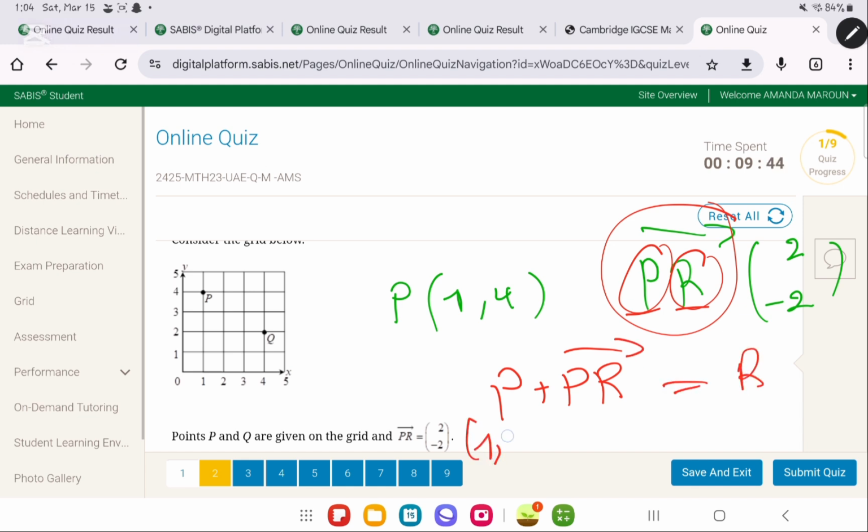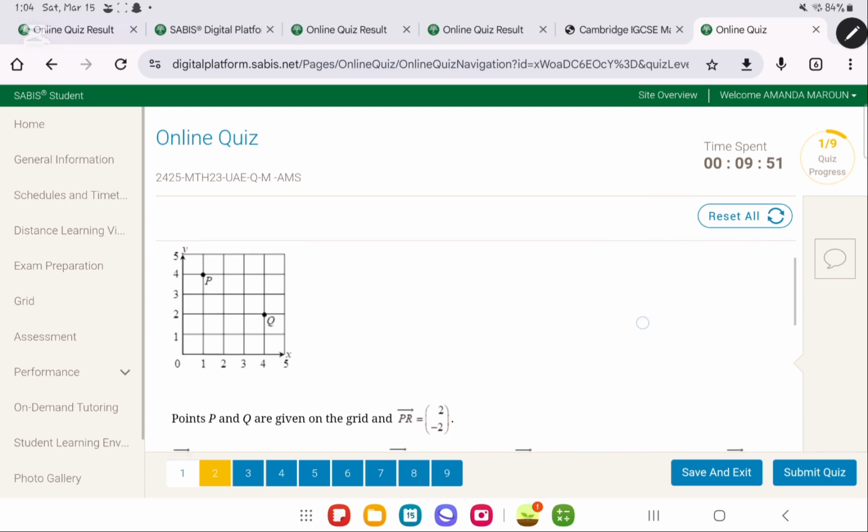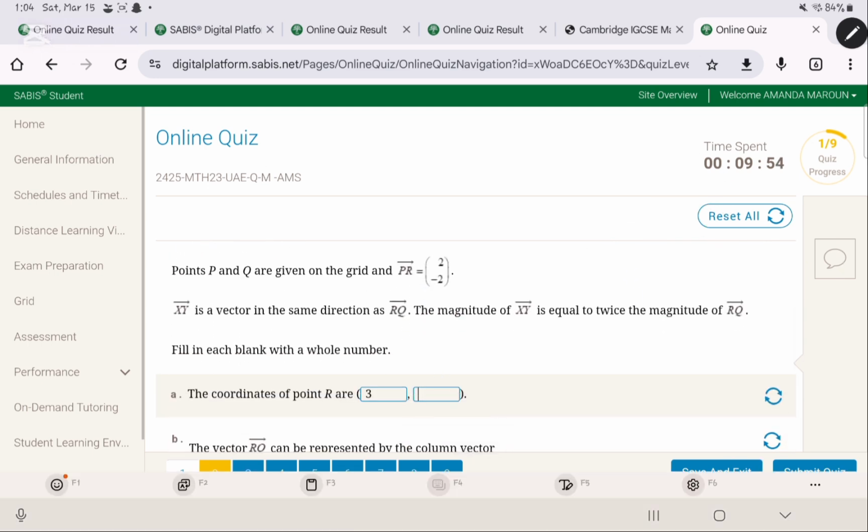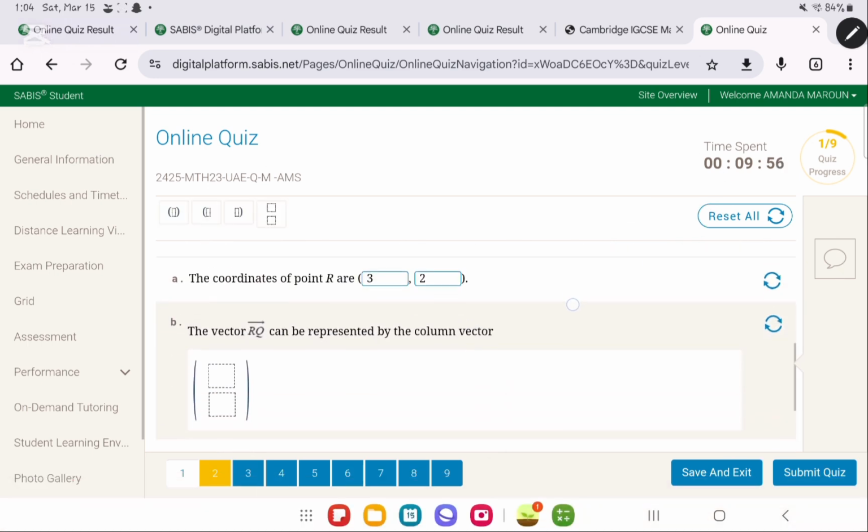So P is (1, 4). PR is (2, -2). You add them together, you will get an answer of (3, 2). And just like that, we have the coordinates of R. We move on to part B.